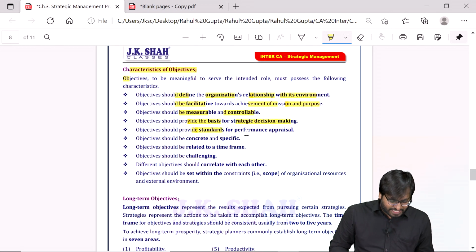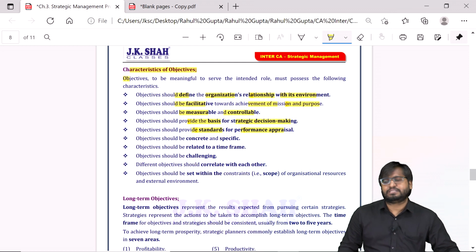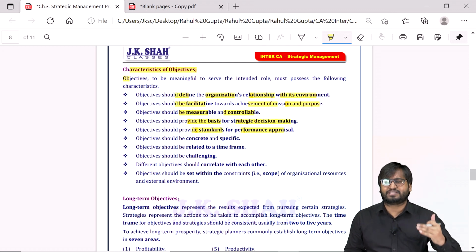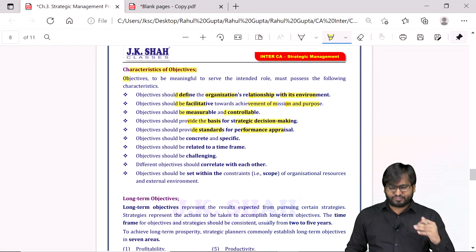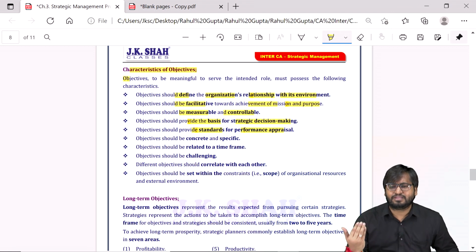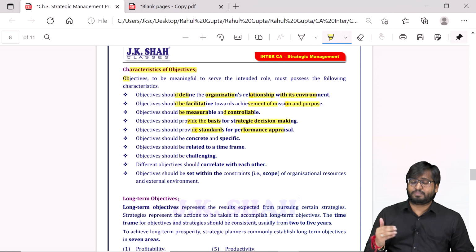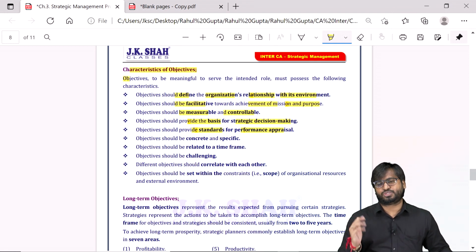Objectives should provide standards for performance appraisal. On the basis of the targets, on the basis of the objectives that is given by the managers, if the employee is able to perform well, we should be able to give them incentive bonus. We can evaluate the performance. Performance appraisal means performance evaluation.